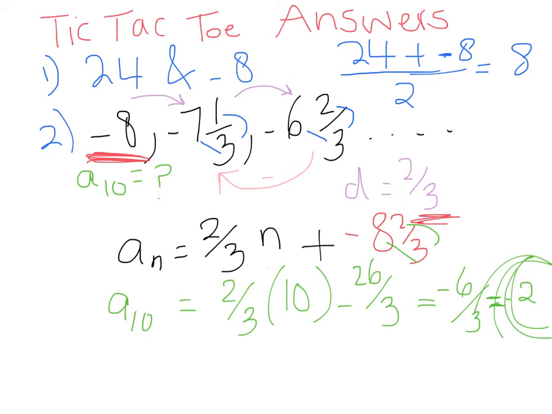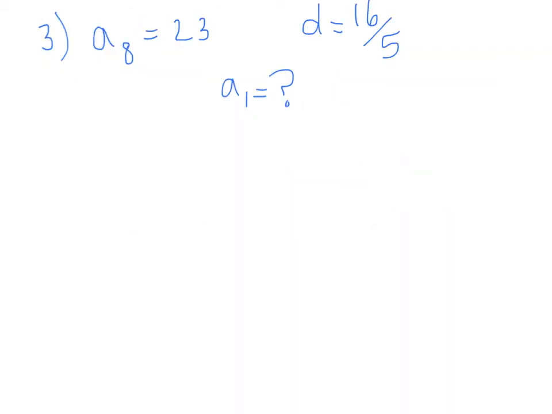Yay! Alright, let's do number 3. So this one, they gave us that the 8th term is 23 and d is 16/5, or 3.2, which in that case I think is going to be helpful to switch to 3.2. And they want us to figure out a sub 1. Well, let's try to write the explicit formula, which is very helpful. A sub n equals d, which is 3.2, times n plus x. Well, x is a sub 1 minus d.